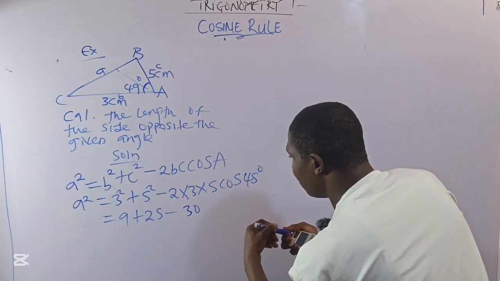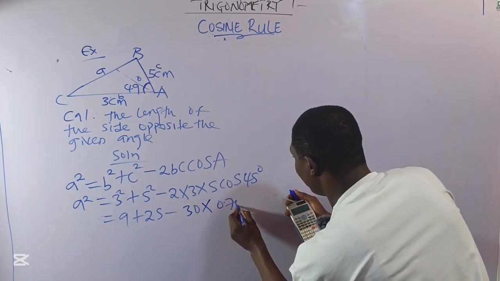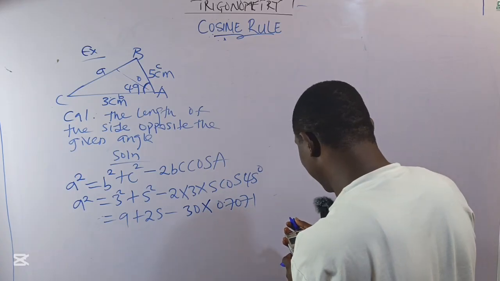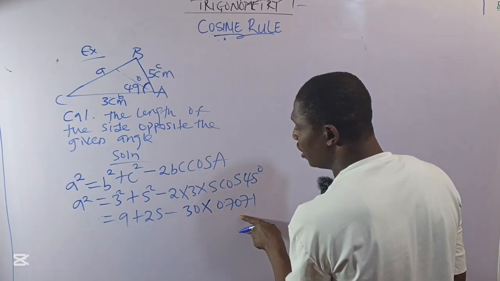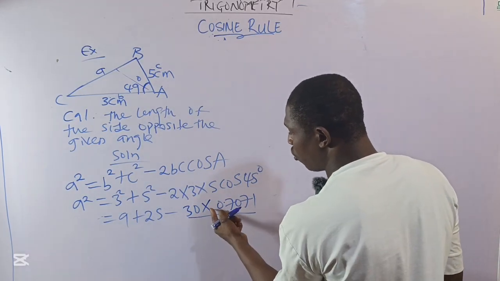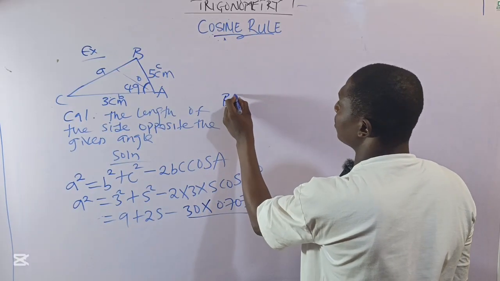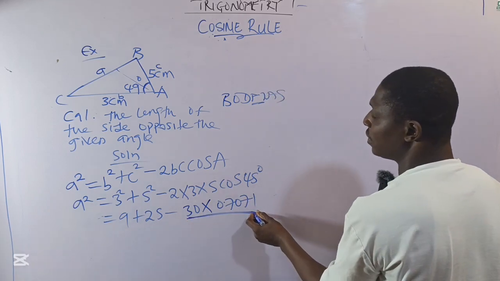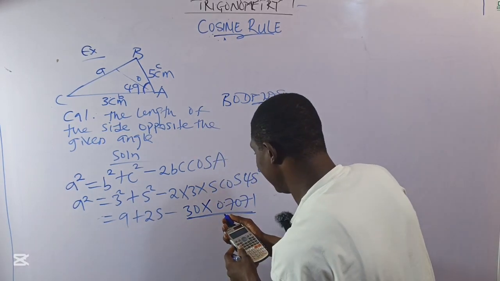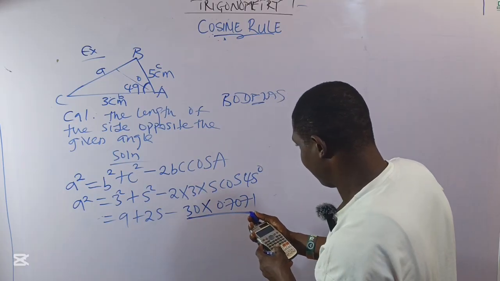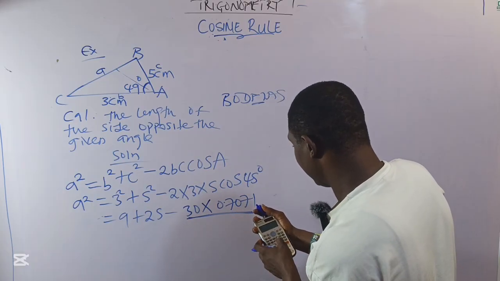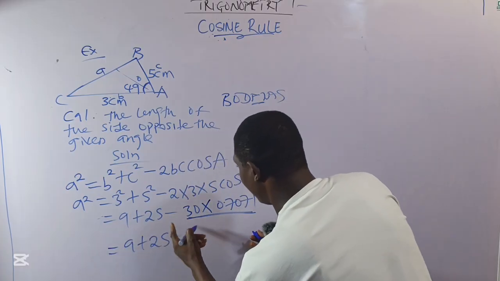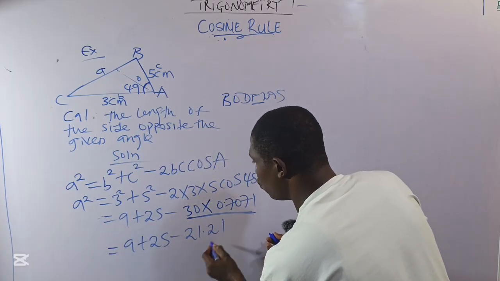So we'll use our decimal. 30 times 0.7071 for cos 45. And I'll multiply it with 30 immediately. Why am I multiplying with 30? Because these are combined with times, and for BODMAS, multiplication comes before addition and subtraction. So I must resolve this multiplication first. So I'll have 30 cos 45 give me 21.21, so I'll have 9 plus 25 minus 21.21.